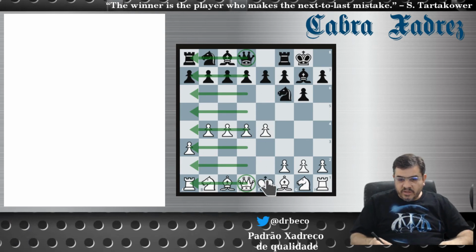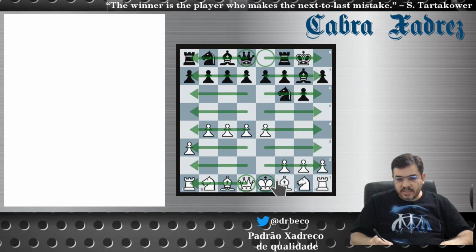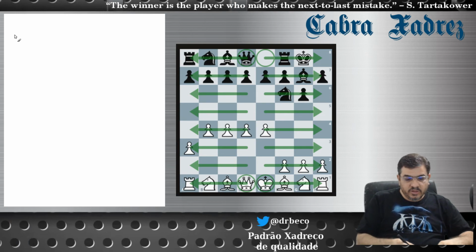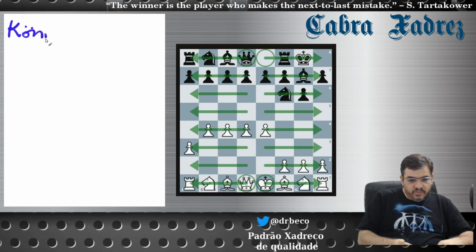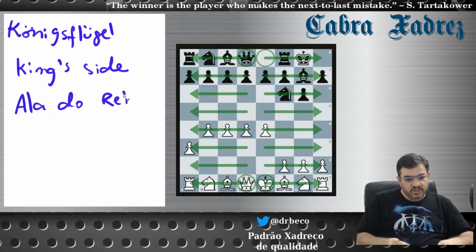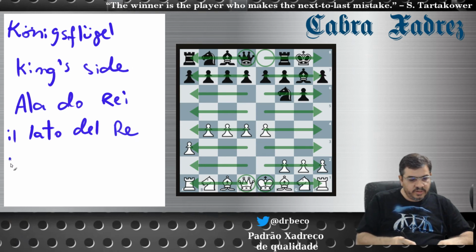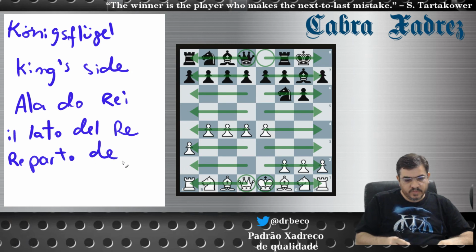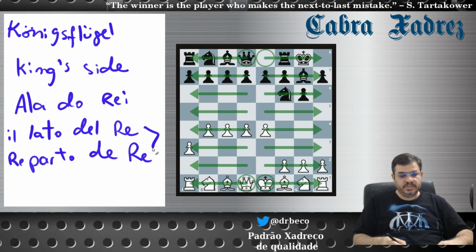And the other side, starting here in the king's position. Okay, all these squares, they are the king's side. So Königsflügel, Königsflügel, or king's side of the board, ala do rei, il lato del re, or reparto del re. Okay, this too is Italian.